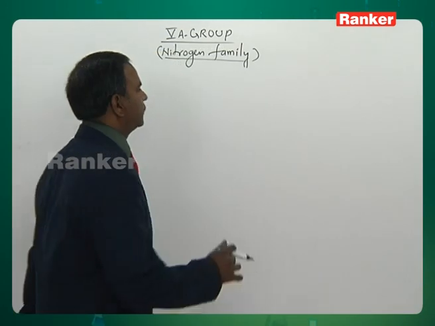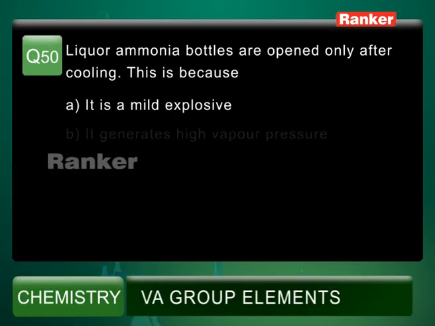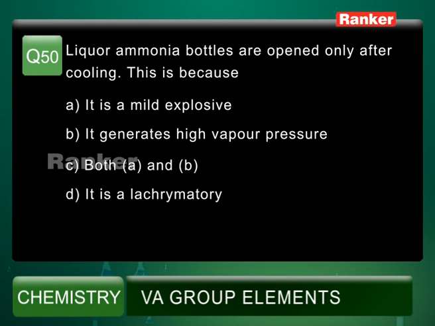Question number 50. Liquor ammonia bottles are opened only after cooling. This is because A. It is a mild explosive. B. It generates high vapor pressure. C. Both A and B. D. It is a lacrimatory.